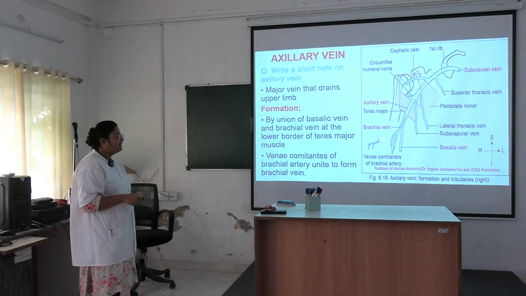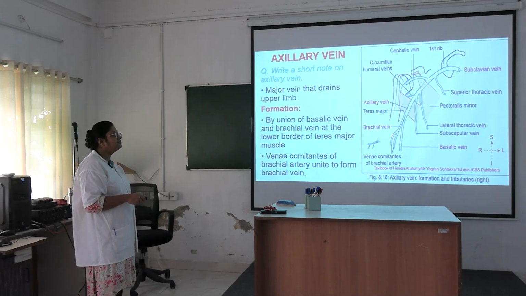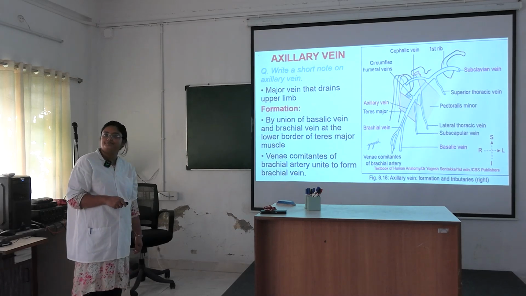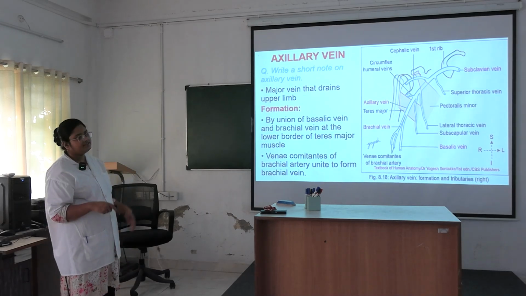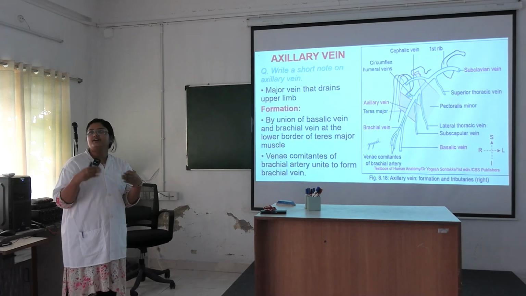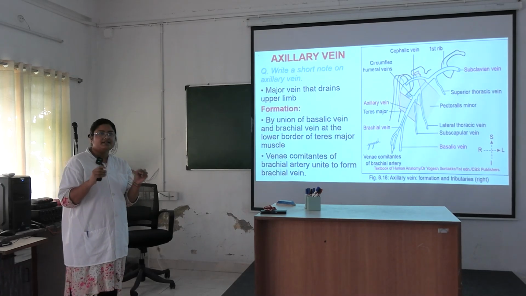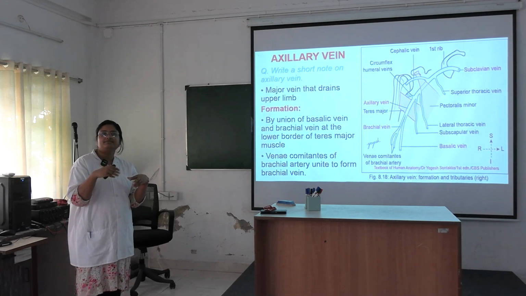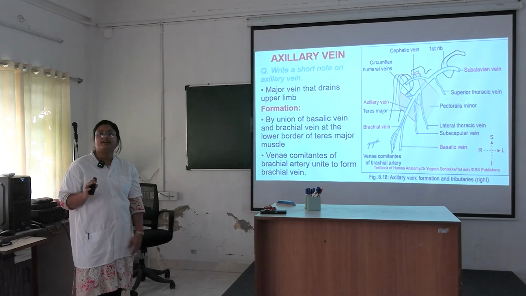Okay. Brachial vein is formed by joining of venae comitantes of the brachial artery. Okay, understood? Venae comitantes mean two smaller veins lying on the two sides of the artery. Okay, this helps arterial pulses and helps in venous drainage. That's why the veins are lying like this. Okay, understood?